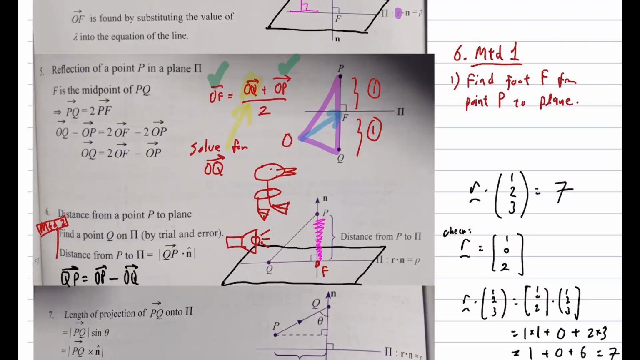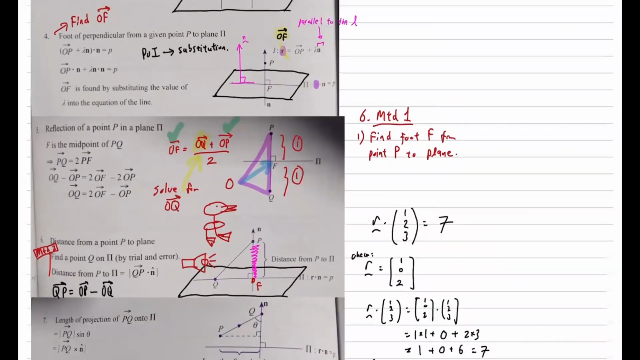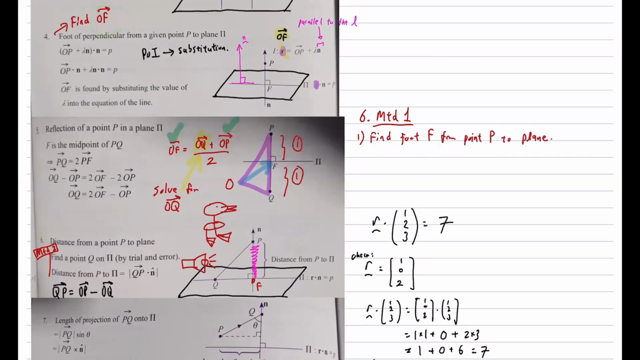Right? That's from point number 4. You find OF. Then step 2, you can just find out the vector PF, which is OF minus OP. Then step 3, you find the modulus of PF. You can combine step 2 and 3 into one line if you want. I think this is easier.